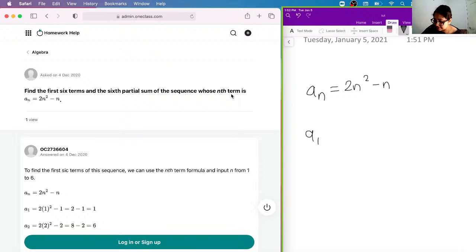In this case, n would be 1, and we have to do this in steps. So n is 1, squared minus 1. And so this would equal 1. Then we do the same thing for a 2, and you have 2 squared minus 1, and this will give you 6. Then a 3.